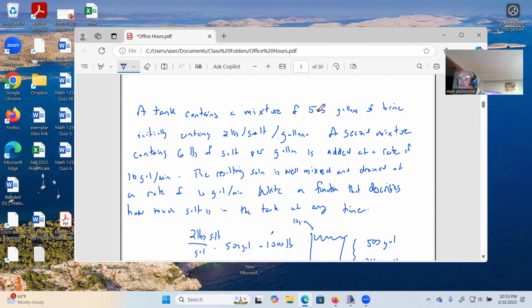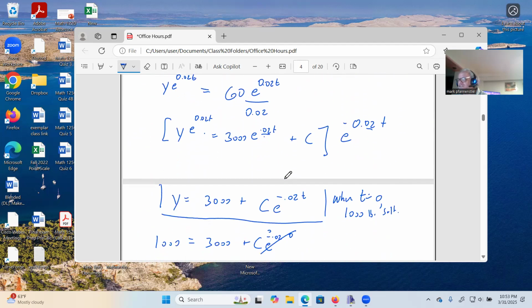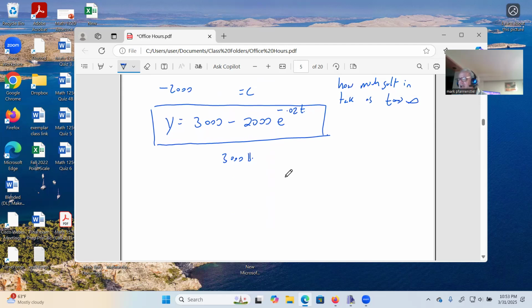6 pounds of salt per gallon, and we're going to fill up this 500-gallon tank with this concentration of salt. Does it make sense that 6 times 500 is going to be 3,000 pounds worth of salt in the tank at some particular time? Okay, we're not going to worry about evaporation or anything like that. We're just going to say how much salt.